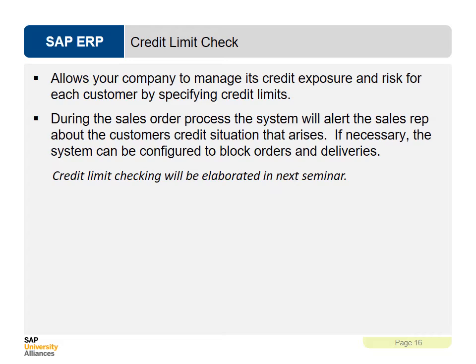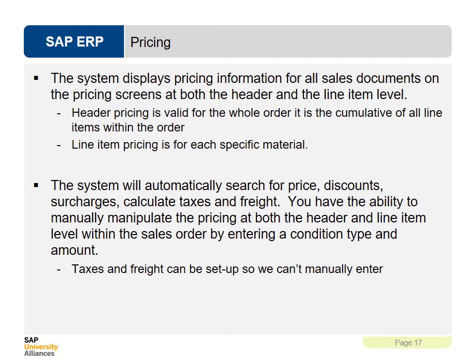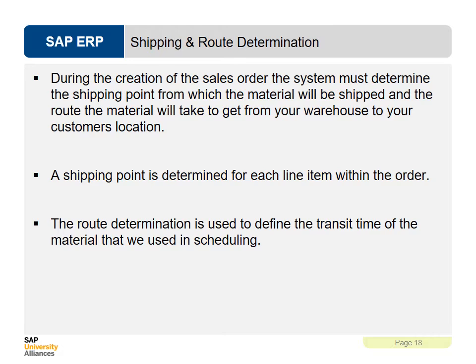The credit limit check is an important control to ensure that sales do not result in non-collections or bad debts. This check is typically activated during the sales order process so that orders and deliveries are not made to customers who are not creditworthy. SAP displays pricing information for all sales documents and automatically searches for price, discounts, taxes, and freight. The system also determines the optimal shipping point and routing for the delivery.